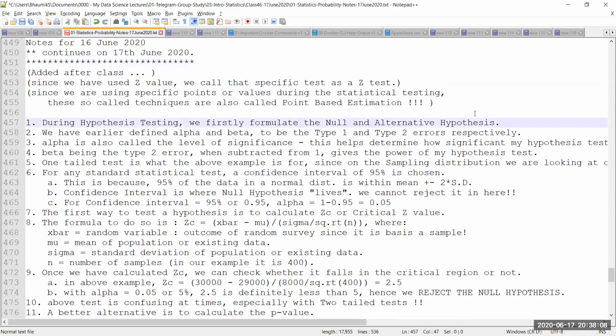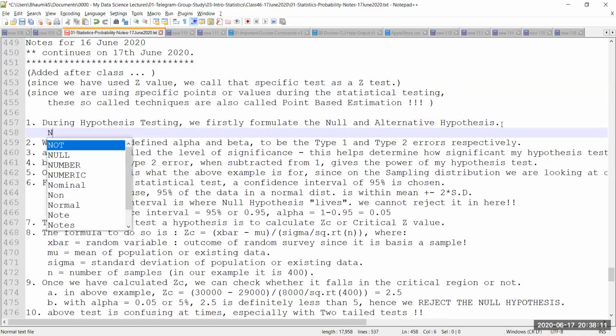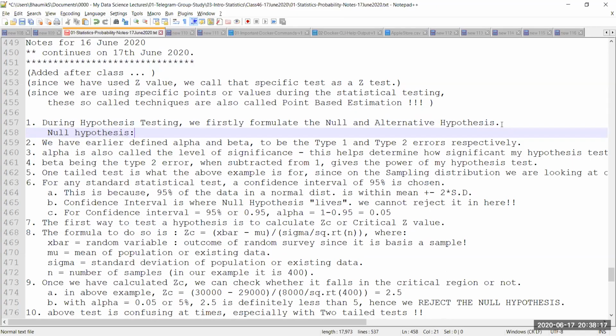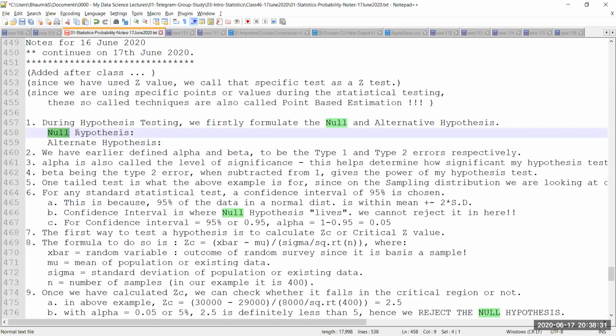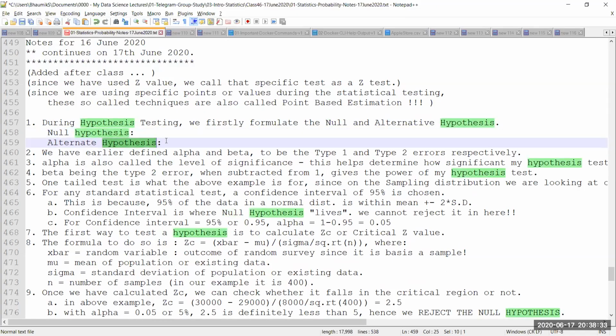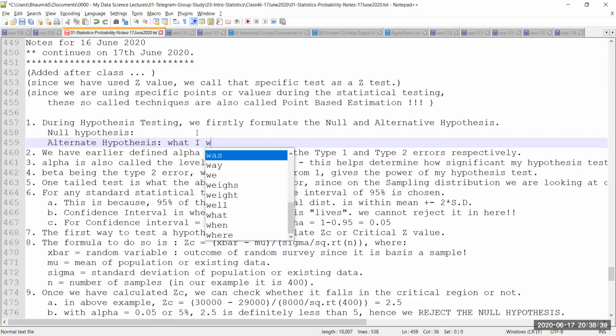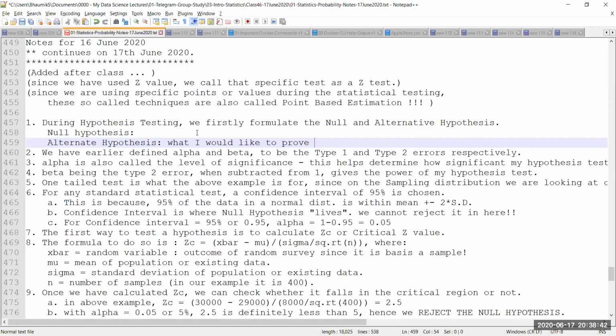During hypothesis testing, we firstly formulate the null and the alternate hypothesis. How do we formulate the null hypothesis and how do we formulate the alternate hypothesis? We take a bottom-up approach. We first do the alternate hypothesis and then we do the opposite with the null hypothesis. So these are like opposites of each other, right? But the alternate hypothesis is what I would like to prove statistically, irrespective of how much data or how good or bad data I have.